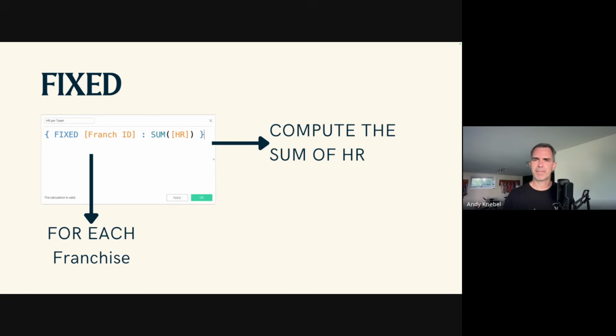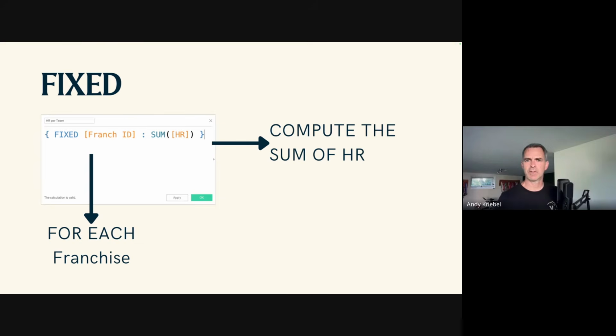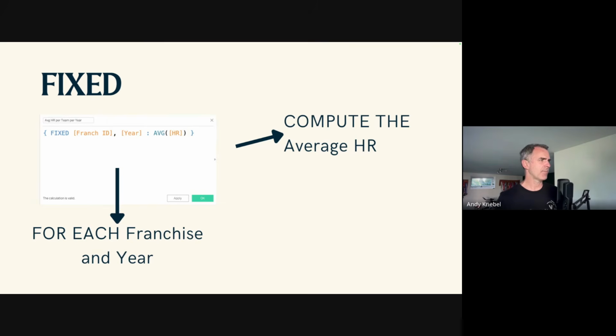Maida, yep. I got a question. Can we have more than one dimension after the fix, just like grouping by several things? You can have as many as you want. So for example, thank you for queuing me up for that. I appreciate that. In this example, we're saying for each franchise and year, give me the average number of home runs. Something like that. Okay.